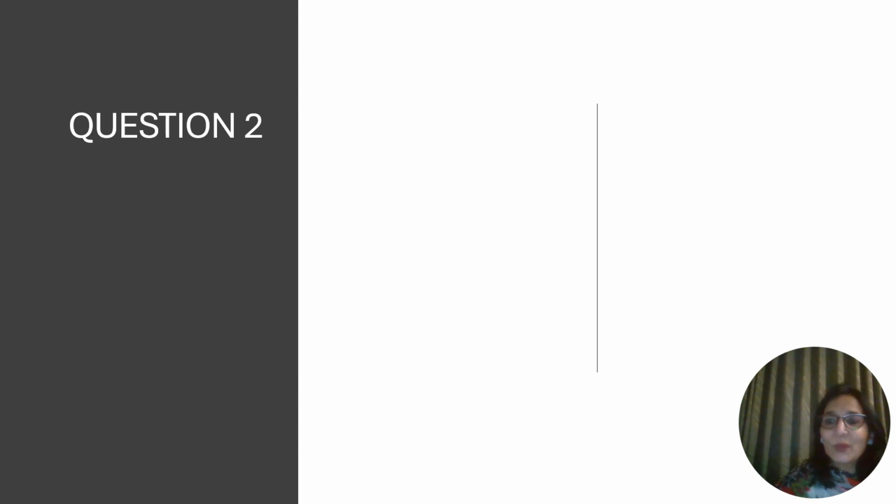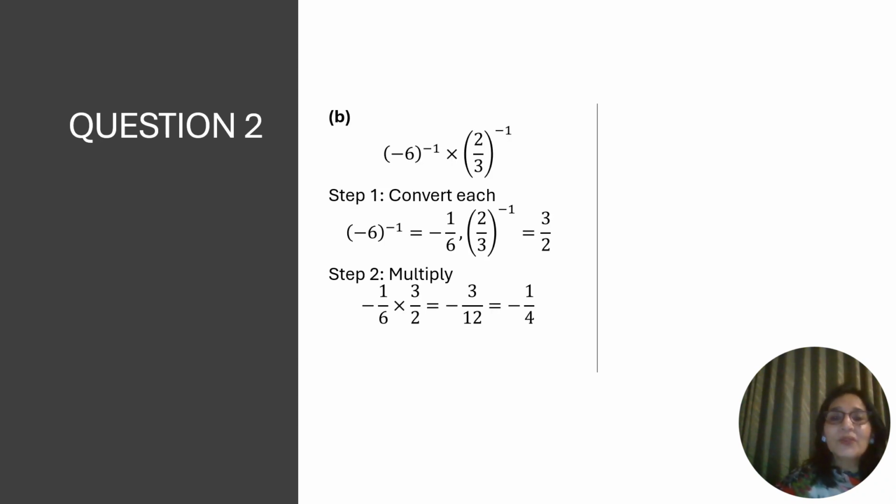Now let's understand question number 2, B part. If you look at the screen, students, the question is minus 6 to the power minus 1, into 2 upon 3 to the power minus 1. Again, don't forget that when we are converting a negative power into positive, we need to reciprocate. So minus 6 to the power minus 1 will become minus 1 upon 6. Remember that minus is inside the bracket, so this minus will remain the same. Please don't confuse yourself, okay? Then 2 upon 3 to the power minus 1.